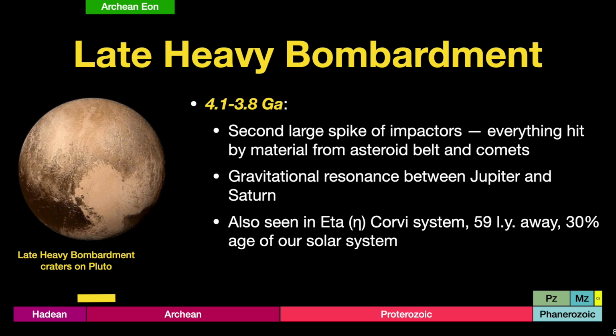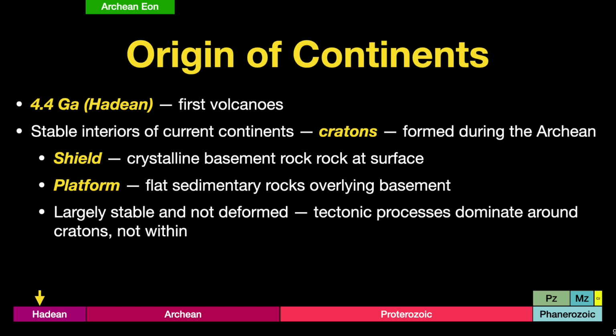If we look elsewhere at other solar systems, we can see this as well. For example, at the Eta Corvi solar system, which is 59 light years away, it's about a third of the age of our solar system, and it's currently going through a similar late heavy bombardment as well. It's been hypothesized that the first volcanoes on Earth stem all the way back to 4.4 billion years ago during the Hadean. But with the arrival of volcanoes on Earth, that led to the formation of the continents.